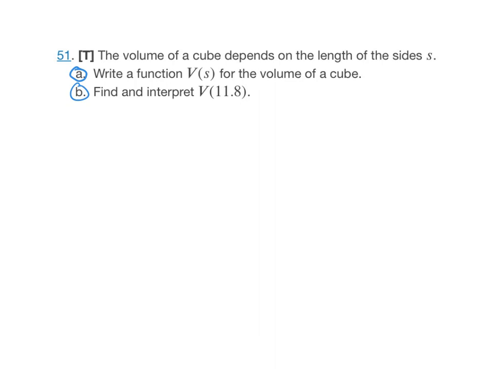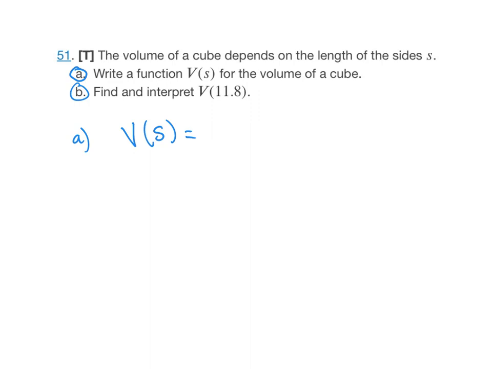The statement is that the volume of a cube depends on the length of the sides s. And what we're asked to do is write a function v of s for the volume of a cube. So what we're saying is, in math notation, we want to write what that sentence says. So for letter A, we're going to write our function, which is v of s, and then we want to define it using an expression involving s.